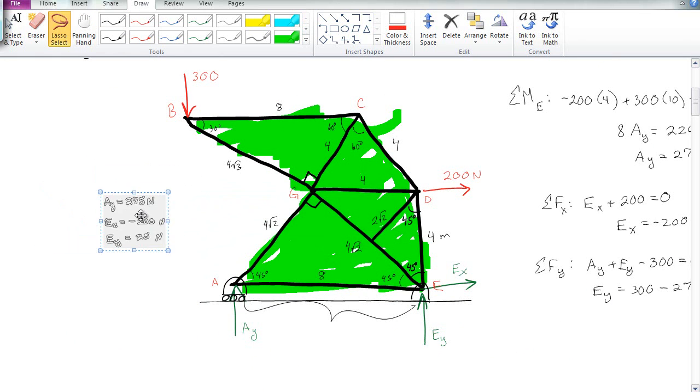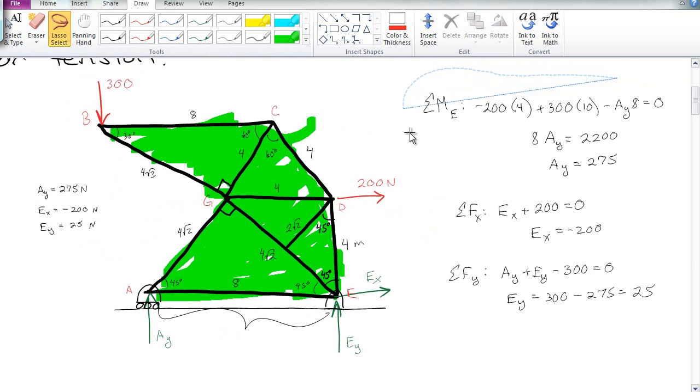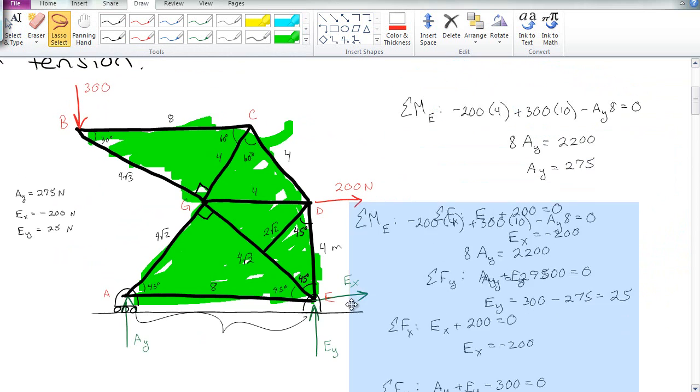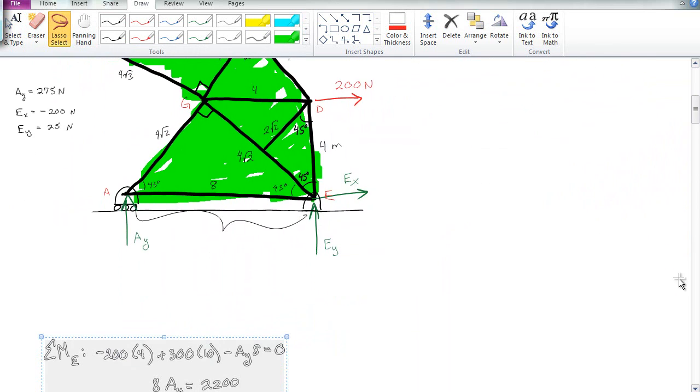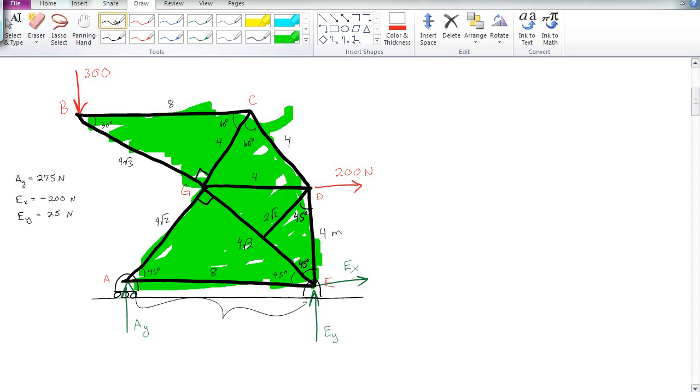So the next step is going to be to actually start analyzing the individual joints in the system. In order to do that, I'm going to move all of this around so that I have a nice pretty workspace. Okay, there we go. All right, so let's start examining individual joints. It doesn't really matter where we start, it just matters that we start somewhere that doesn't have more than 2 unknowns. So if I wanted to, I could go ahead and start here.